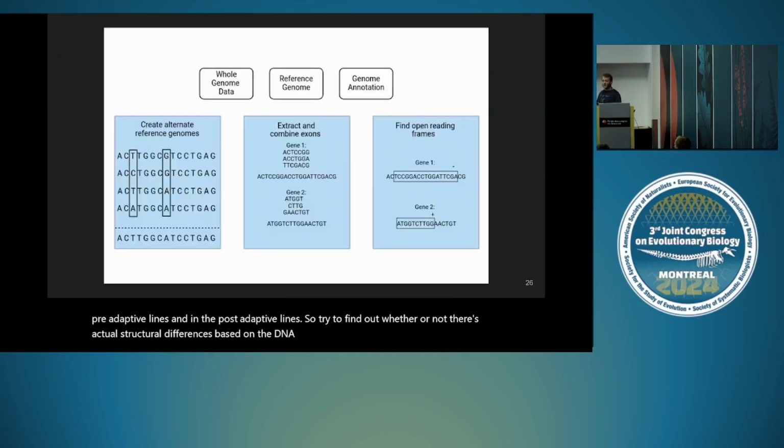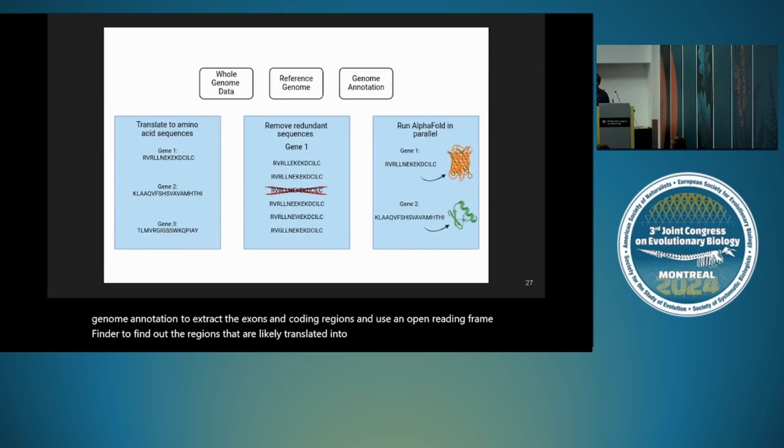And just to give you a quick overview of how that works, I took our pooled sequence data from the beginning of this experiment. I created alternate reference genomes that insert their variants. I then used a genome annotation to extract the exons and coding regions, and used an open reading frame finder to find out the regions that are likely translated into proteins. From there, we have our translated amino acid sequences, and I did this, again, for each gene, for each population.